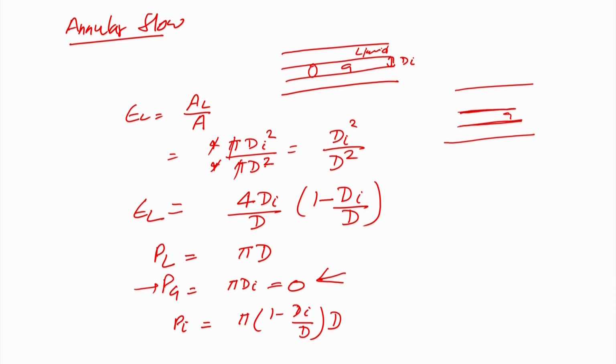section diameter which this liquid or gas is covering, you can calculate epsilon L, you can calculate epsilon G by using epsilon G plus epsilon L equal to 1, and you can calculate the PL, you can calculate PG, you can calculate PI. So, all those unknowns you can calculate, and once you are able to do that, you can easily calculate the delta P.